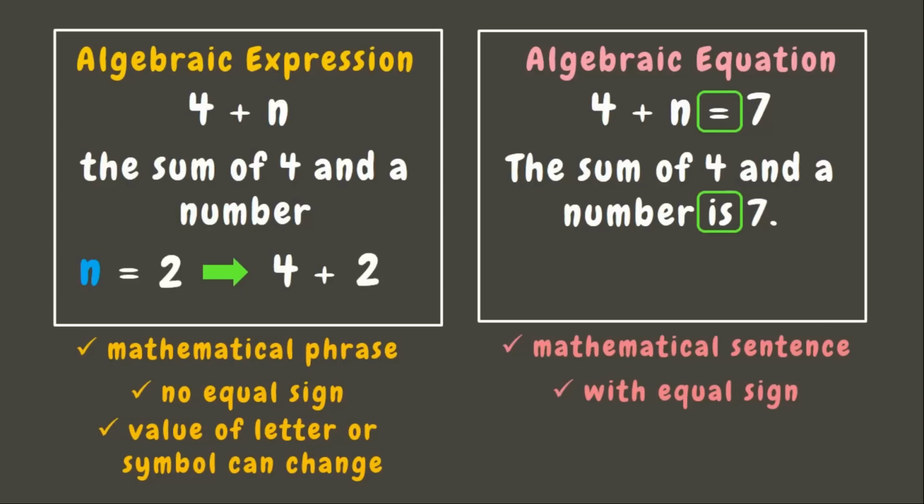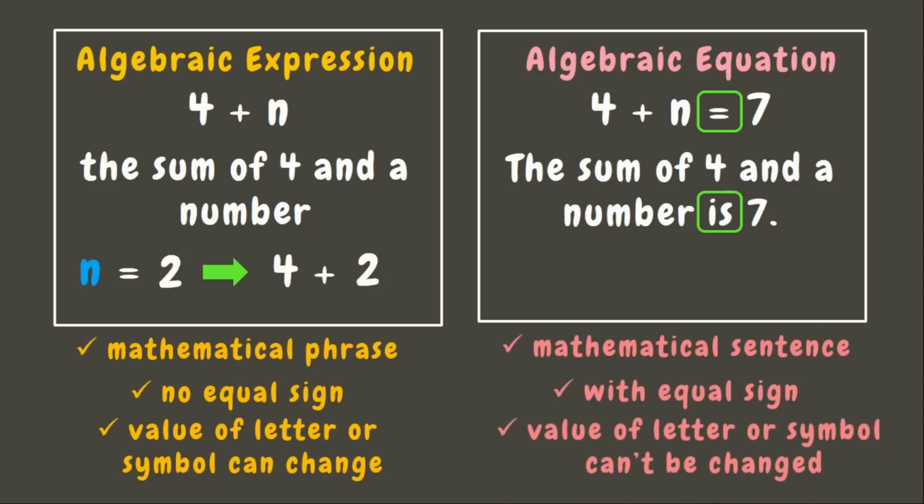On the other hand, in algebraic equation, the value of the letter or the symbol cannot be changed. It has a fixed value or fixed answer. Here, in 4 plus n equals 7, we cannot say that the value of n is 9, as it will not make the equation correct. If we say that the value of n here is 2, the equation would be wrong. What if we say that the value of n here is 3? 4 plus 3 equals 7, and that is the correct value of n.